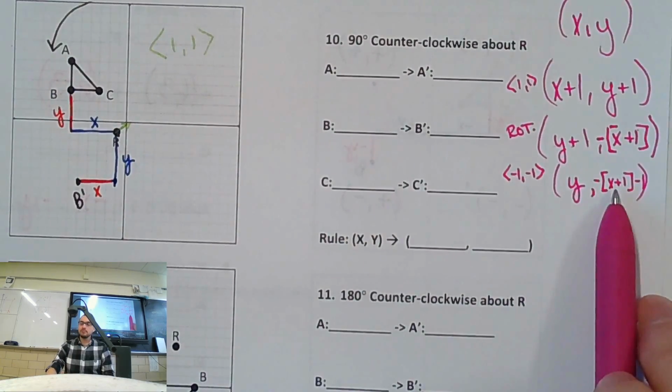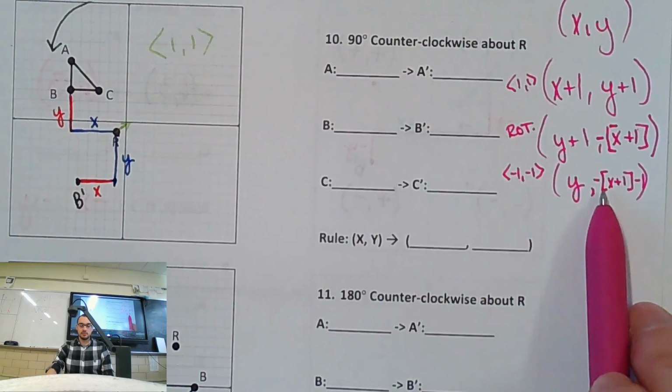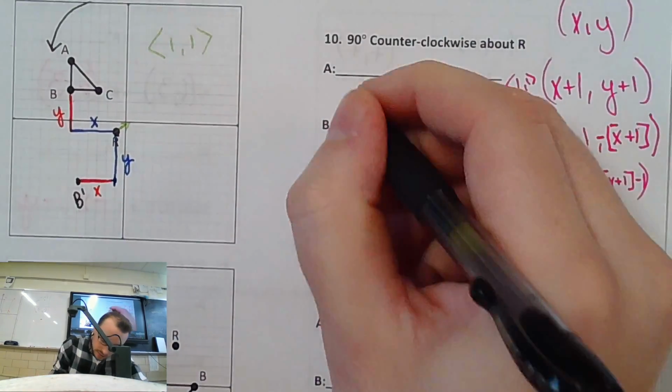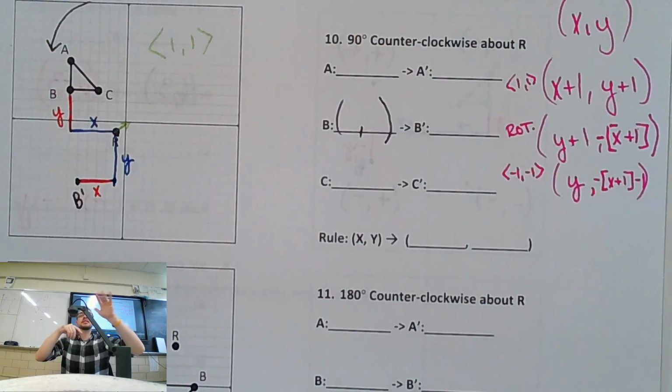First we added 1 to slide it. Then we flipped the x and the y and negated this guy to rotate it. Then we subtracted 1 to undo that slide we did earlier. And that should get us the correct answer. If you got about 50% of that, that's great. We're going to go back and get the rest of the 50 in a second.